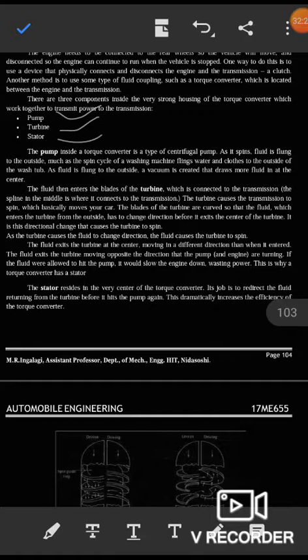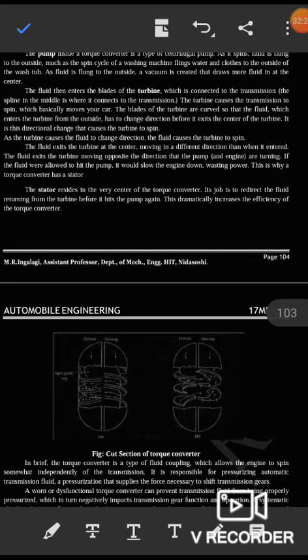This is why a torque converter has a stator. The stator resides in the very center of the torque converter. Its job is to redirect the fluid returning from the turbine before it hits the pump again. This dramatically increases the efficiency of the torque converter.